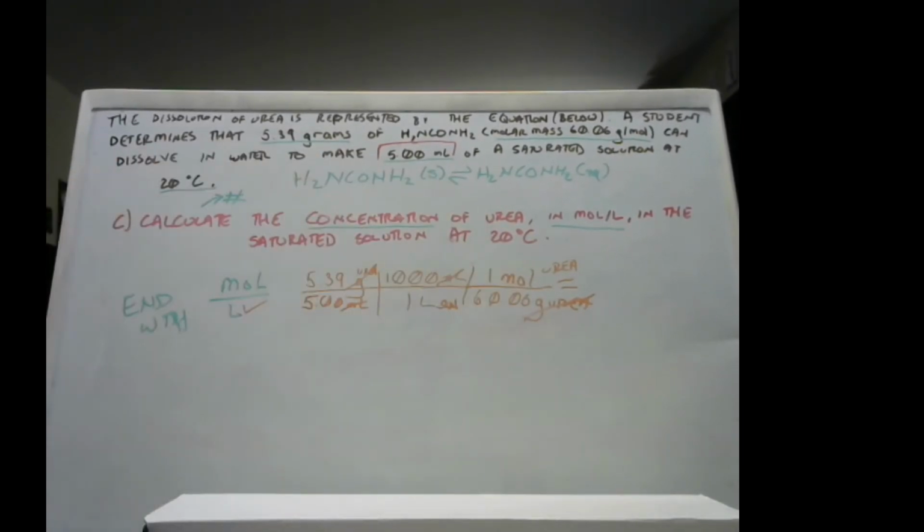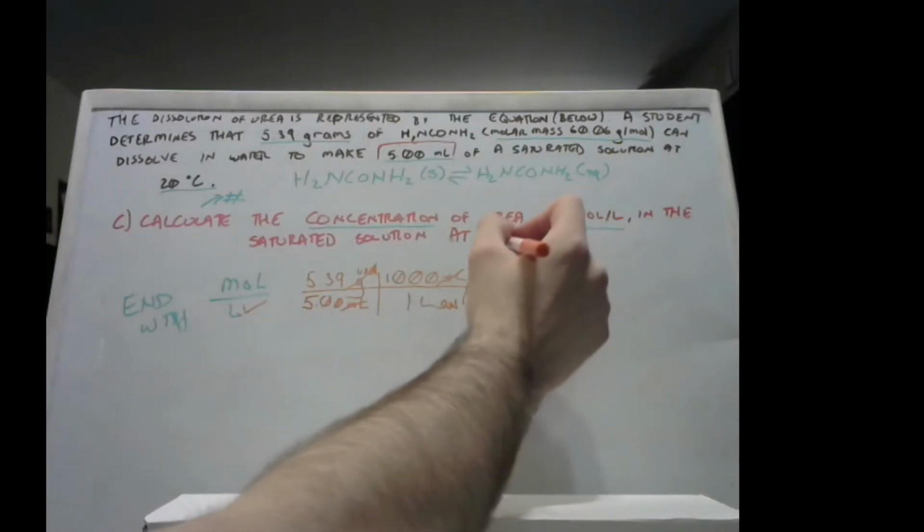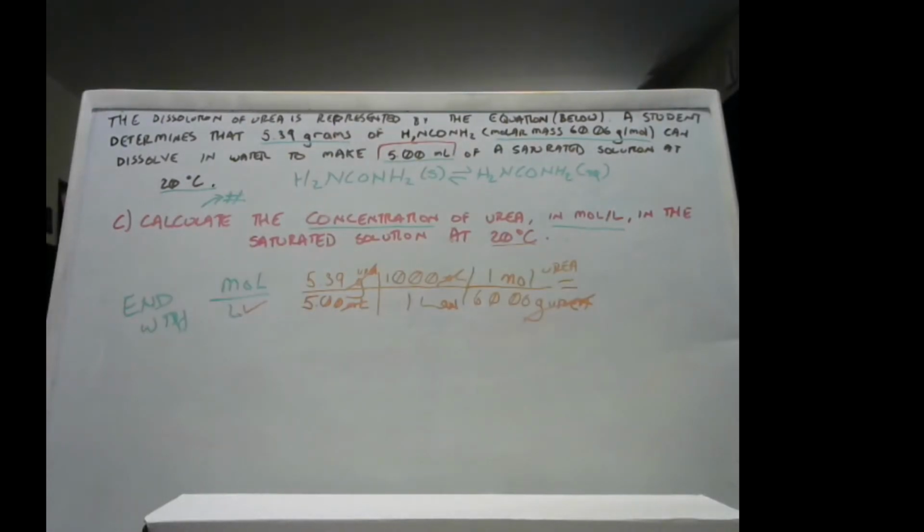But wait, we didn't use the 20 degrees. Well, temperature does affect concentration. We know that. But in this particular problem, it's 20 degrees, 20 degrees. The temperature doesn't change. All this is saying is the number we find is only valid for 20 degrees. It's superfluous. It's extra information. It doesn't tell us anything about concentration. We don't have any equations to tie them together. So don't worry about it. Throw it out.